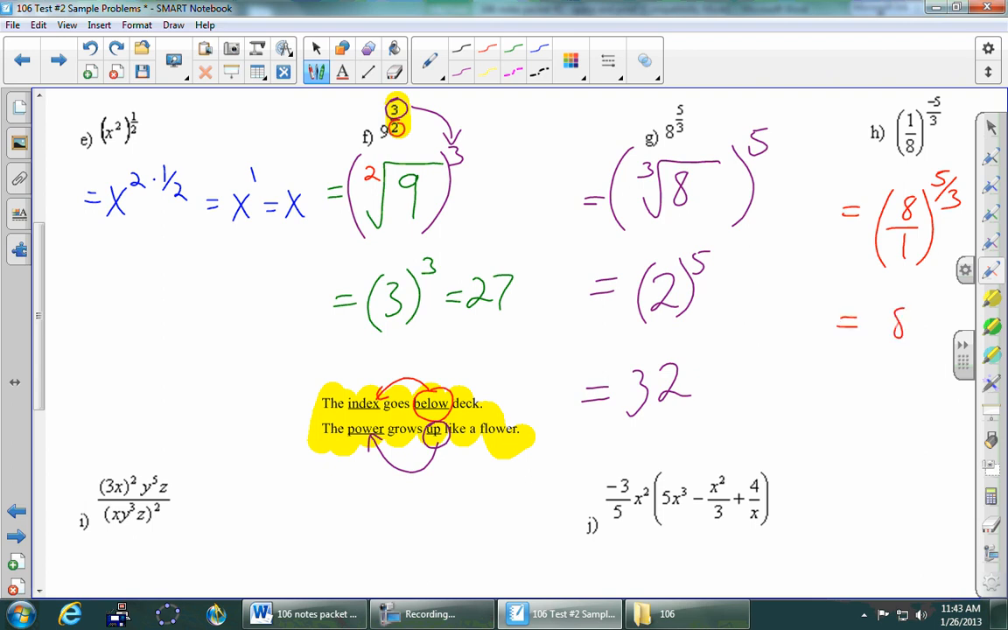Okay, 8 divided by 1, silly to write that, we'll just write it as 8 to the 5/3. Seems like we should start going through our process again with the index and the power, but it's no coincidence. This is exactly the same problem that we just did. 8 to the 5/3 is right there. So we're not going to go through the same process because we'll just get the same answer at the end. It's still 32.